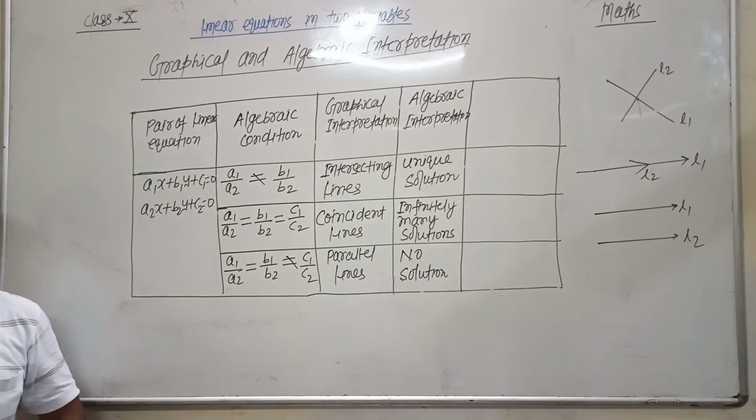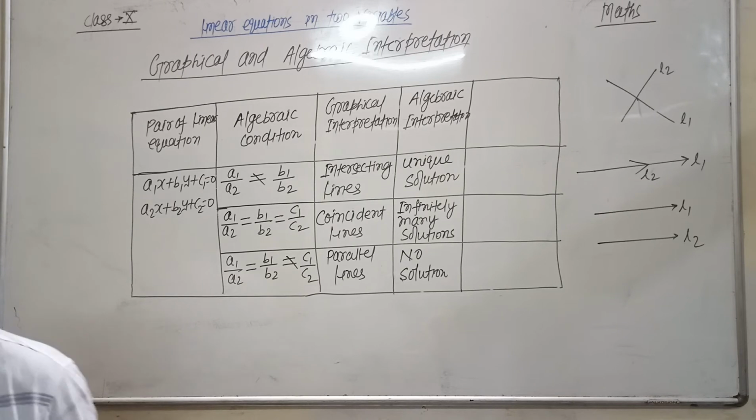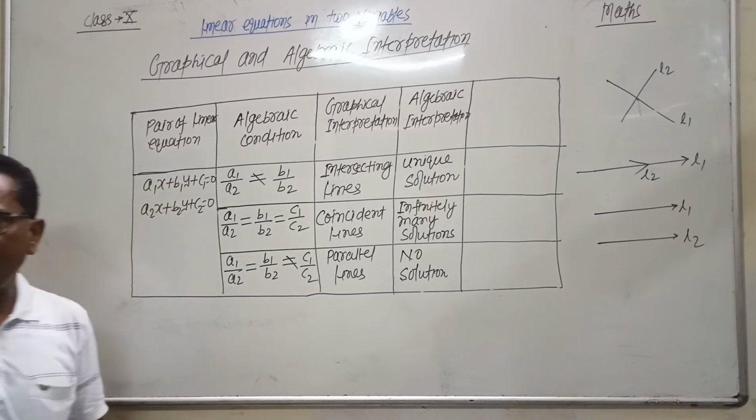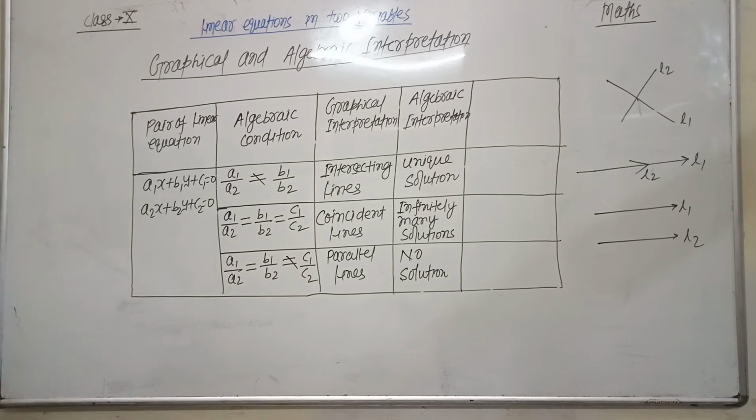a1 by a2 is not equal to b1 by b2 means a unique solution. a1 by a2 equals b1 by b2 equals c1 by c2 means infinitely many solutions. And a1 by a2 equals b1 by b2 but not equal to c1 by c2 is called no solution.